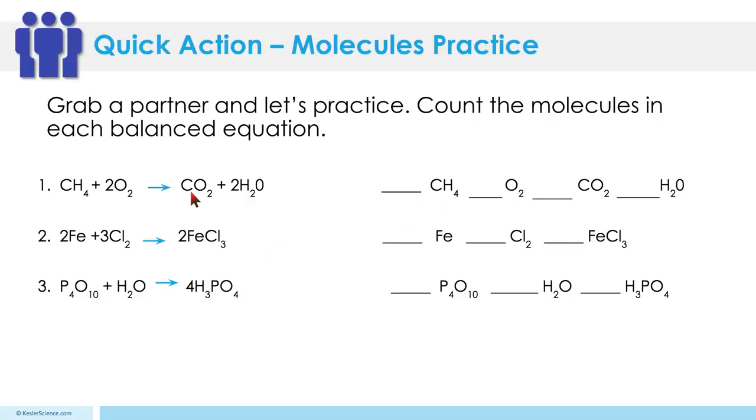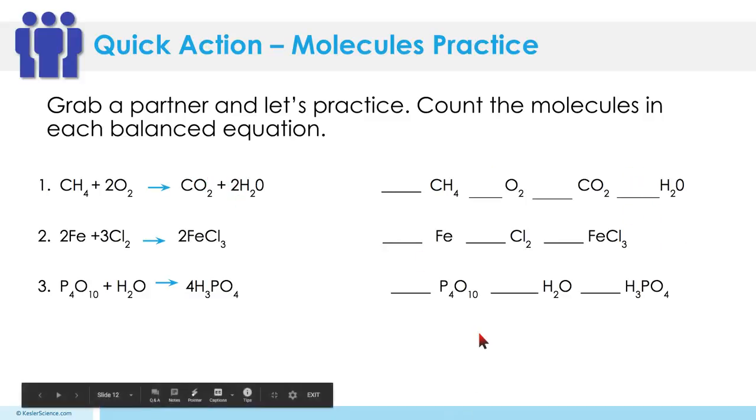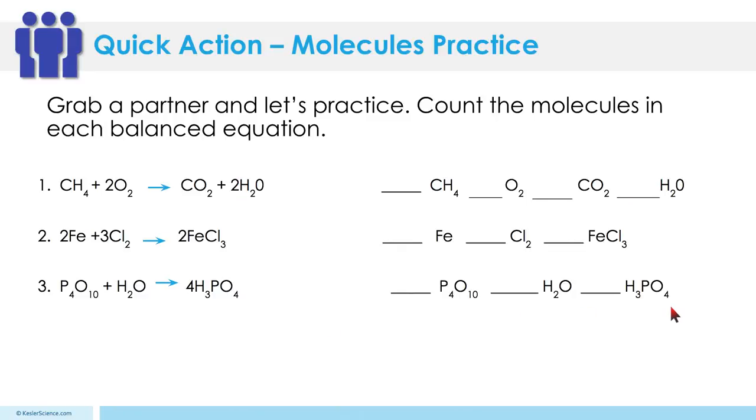And you do that by looking at the coefficient. There's no coefficient here. How many CH4s do you see? 1. How many O2s do you see? The coefficient tells us 2. We have 1 here, and we have 2 here. Super simple, y'all. Go ahead and figure out the rest of these. Make sure you can identify that. Boom. There are your answers.